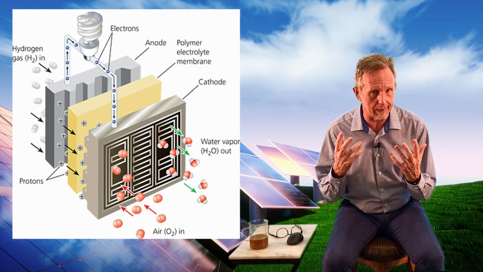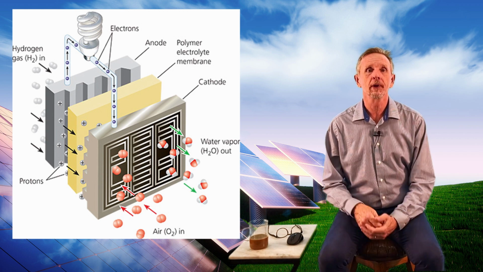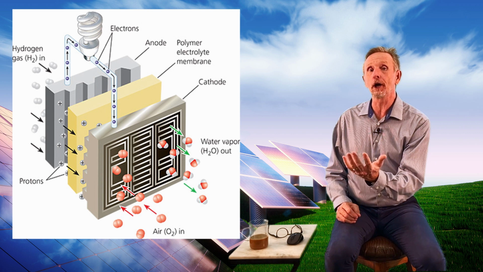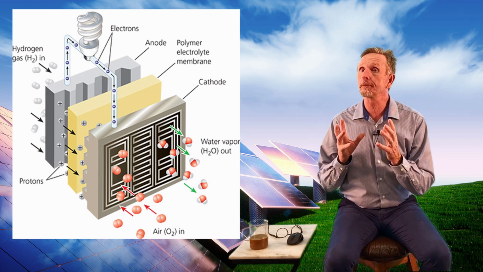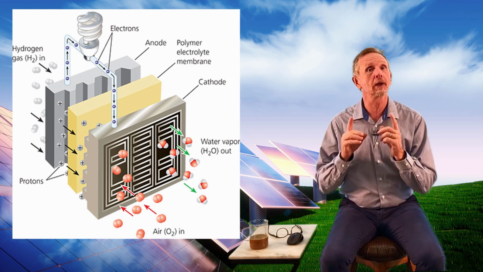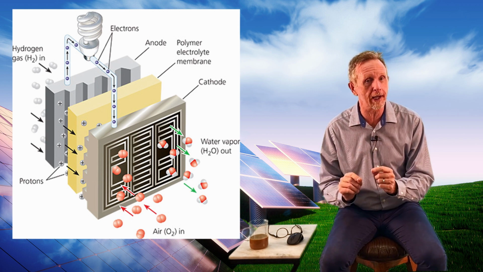Now, this is the really simple end of it, if you will. Basically, we have an anode on one side and a cathode on the other. It all comes down to getting electricity, right? Electricity is a flow of electrons.